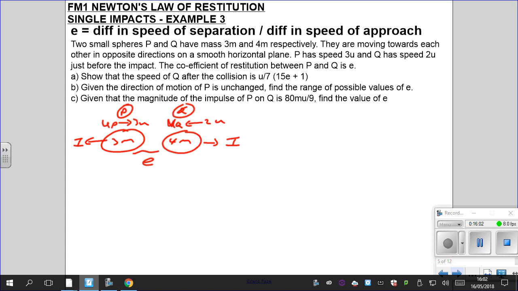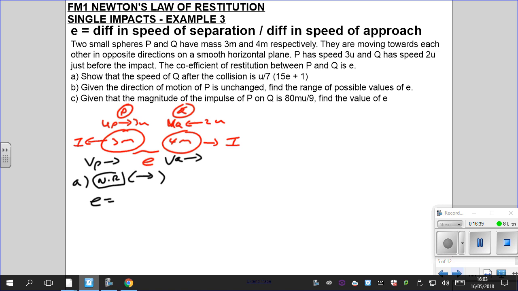The coefficient of restitution is E. It doesn't tell me anything about their final velocities. So again, I'm going to assume that they move to the right. That's my assumption. So it says first, show the speed of Q is U over 7, 15E plus 1. Notice it says speed, which means if you get a negative for speed, your assumptions must be wrong. Okay, so what you'll see is it's always the same. They look complicated, but even successive ones, it's always conservation of momentum and Newton's law of restitution. It's always the same. E equals, right.